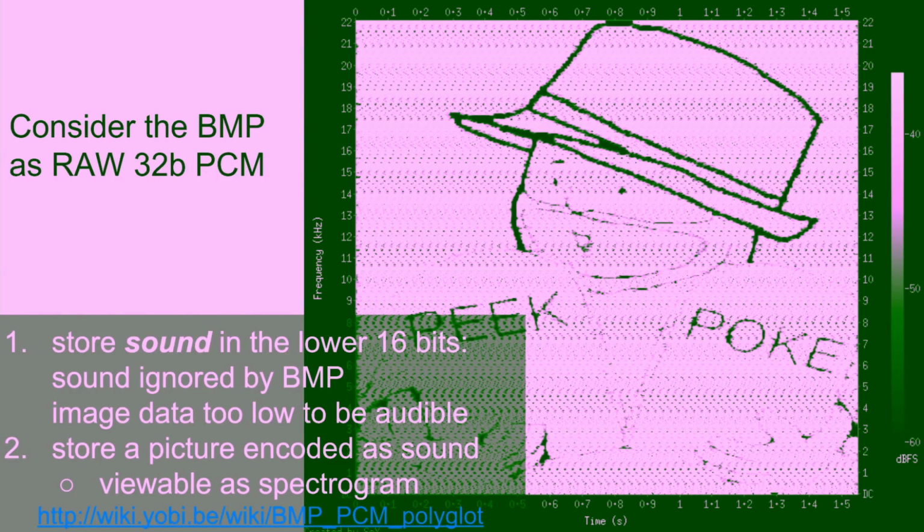But we went further. If you consider the BMP as raw PCM and you encode a picture in the sound so that it's viewable via SoX as a spectrogram, then you can have another picture in the picture when played by sound. So never forget to open your favorite picture in the sound player. And you have all the details here.